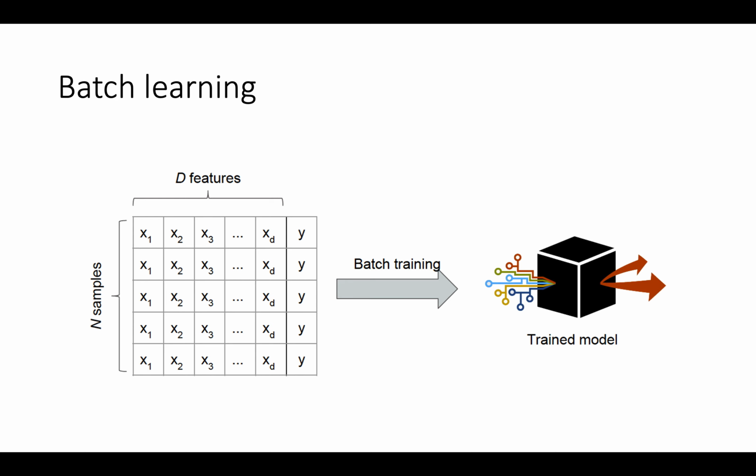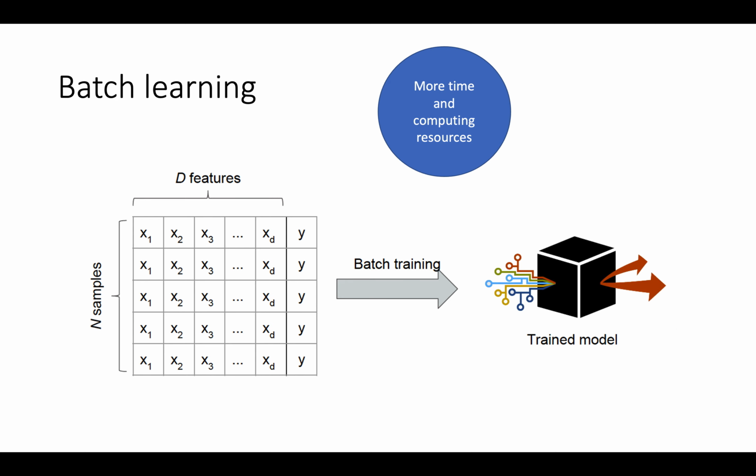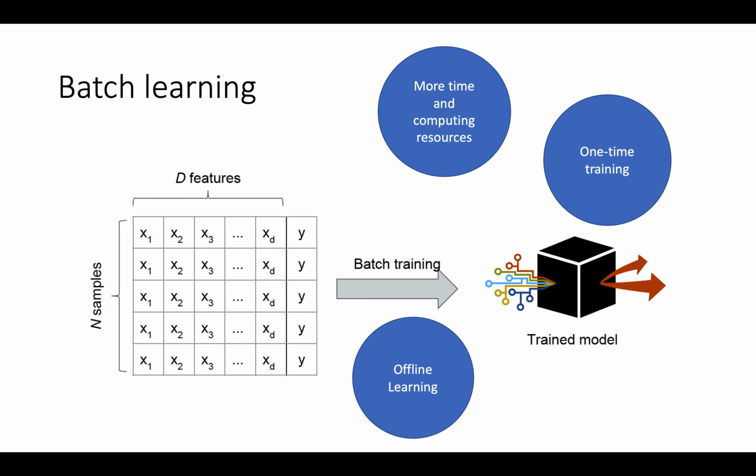And this generally will take a lot of time and computing resources. So it is typically done offline. First, the system is trained and then it is launched into production and runs without learning anymore. It just applies what it has learned. That is why we also call it offline learning. If you want a batch learning system to know about new data, such as new spam, you need to train a new version. So the whole thing should happen from scratch on the full dataset again, and then you stop the old system and replace it with the new one.